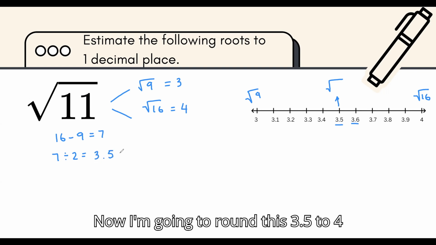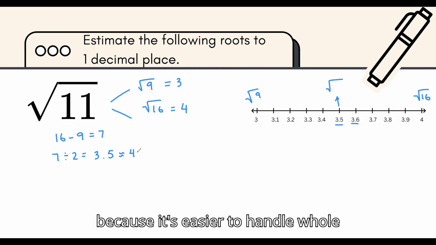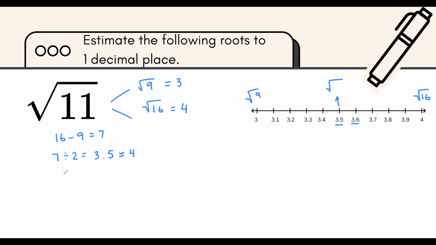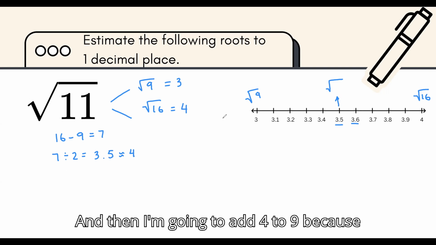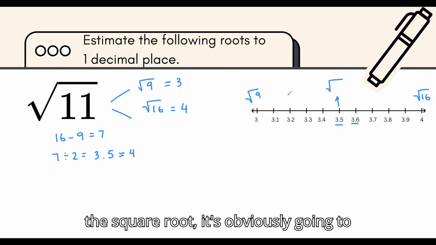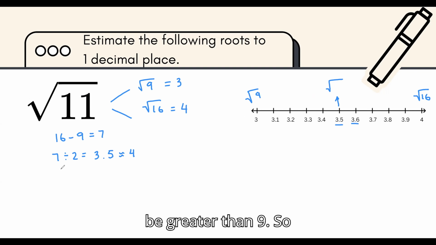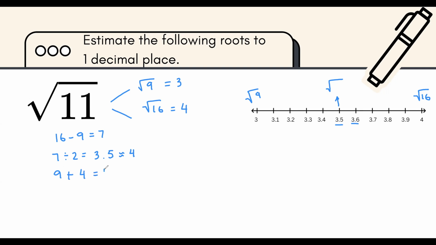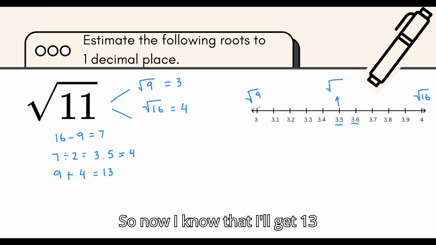Now I'm going to round the 3.5 to 4 because it's easier to handle whole numbers rather than decimals. And then I'm going to add 4 to 9, because whatever number comes below the square root here is obviously going to be greater than 9. So 9 plus 4 is going to give me 13. So now I know that I'll get 13 over here.